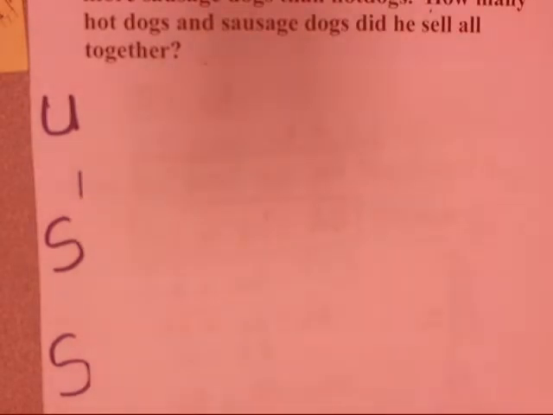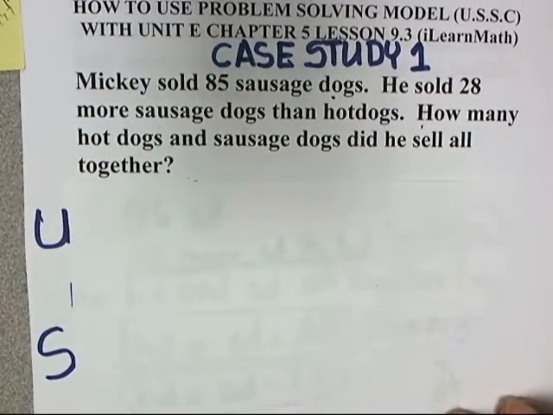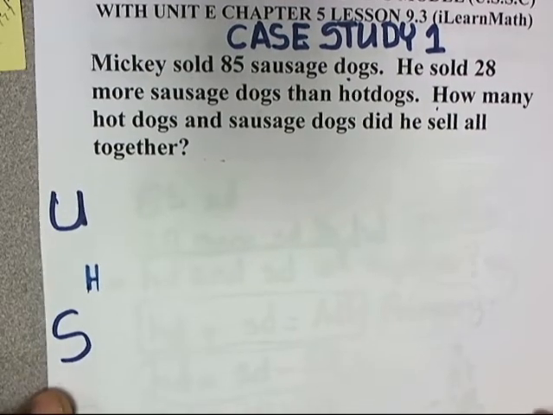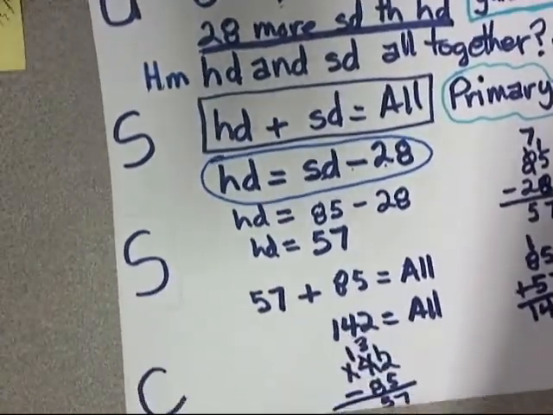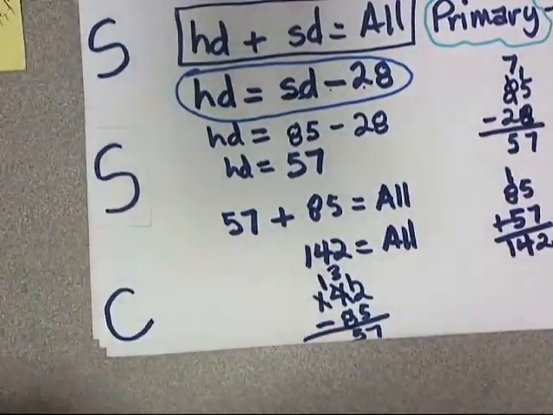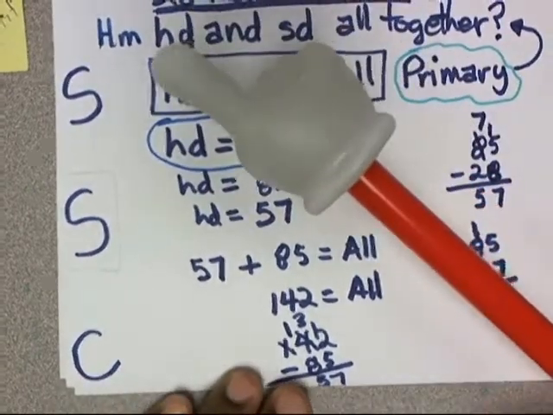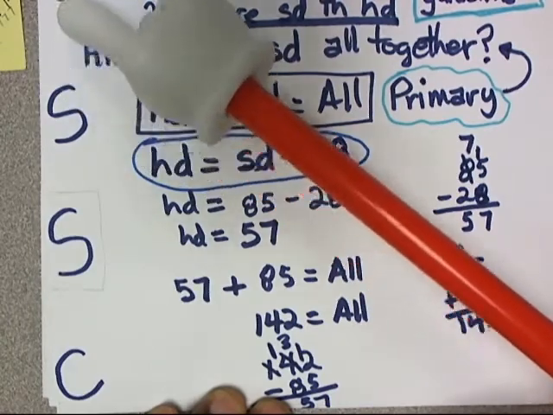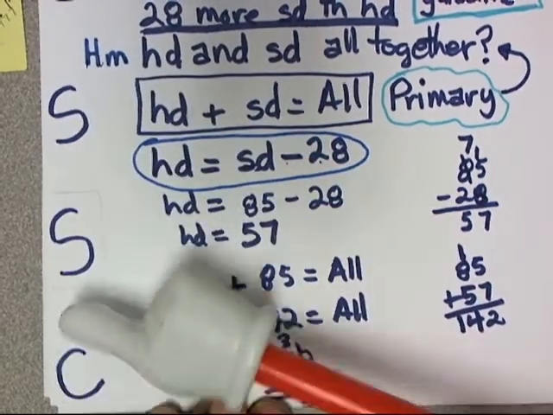Okay, once again, we're going to talk about how to use a problem-solving model with two-step word problems. This is case study number 1. First thing you have to do is set up your format for USSC on your paper. So you would go ahead and write USSC on the left-hand corner, and you'll have at least three lines between each letter, like so.